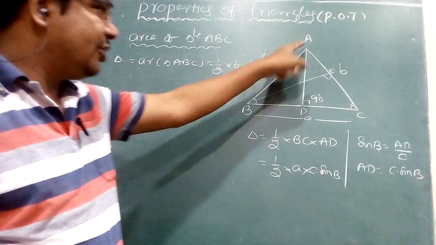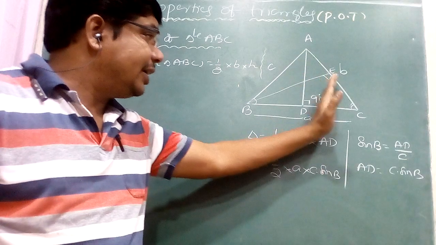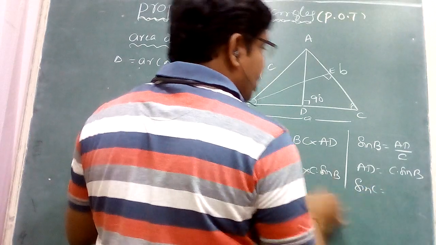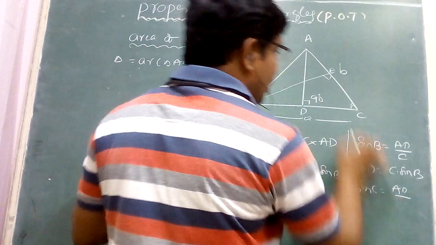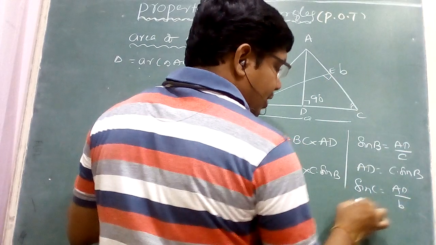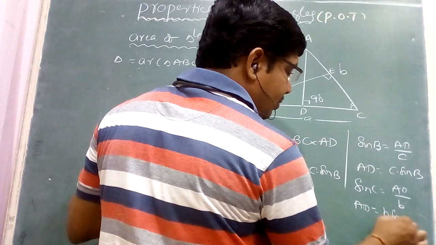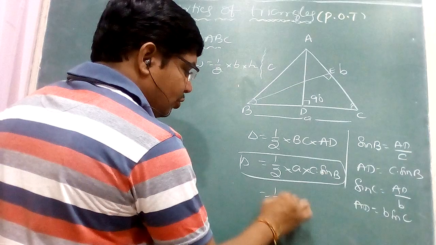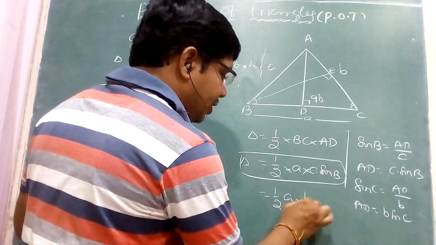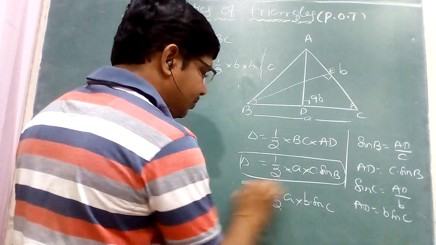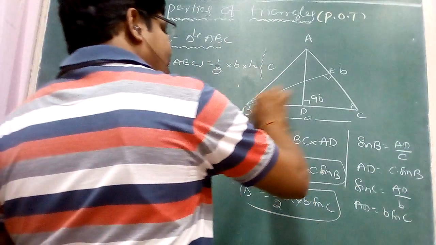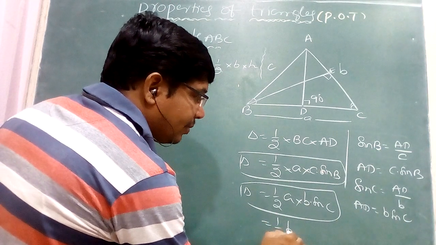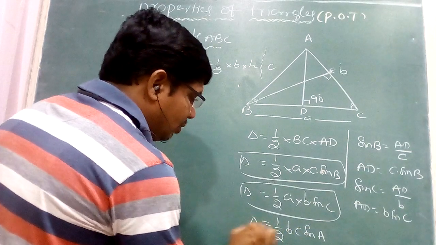Now I am taking this as the altitude. Suppose you take this triangle. Now here sin C is equal to opposite side AD by hypotenuse b. AD is equal to b into sin C. Otherwise, this is one formula: half into small a into AD, I am writing as b into sin C. This is one more formula. Suppose you take this as the altitude, you get one more formula, similarly BC into sin.